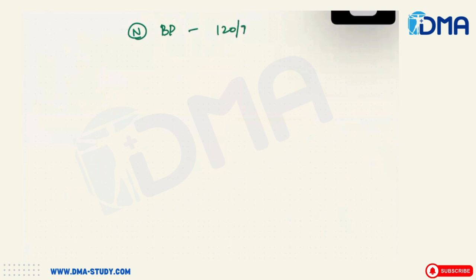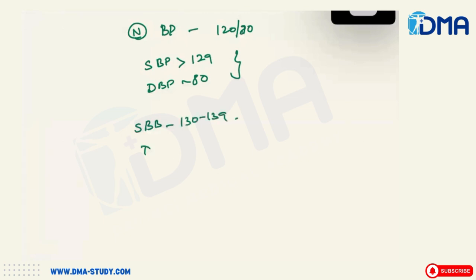Normal BP is around 120/80, right? When the systolic BP is more than 129 and the diastolic is normal, you call it elevated BP, even if the diastolic is around 80. When the systolic BP goes to 130 to 139 and the diastolic BP goes to 80 to 89, it is stage 1 of hypertension, systemic hypertension.